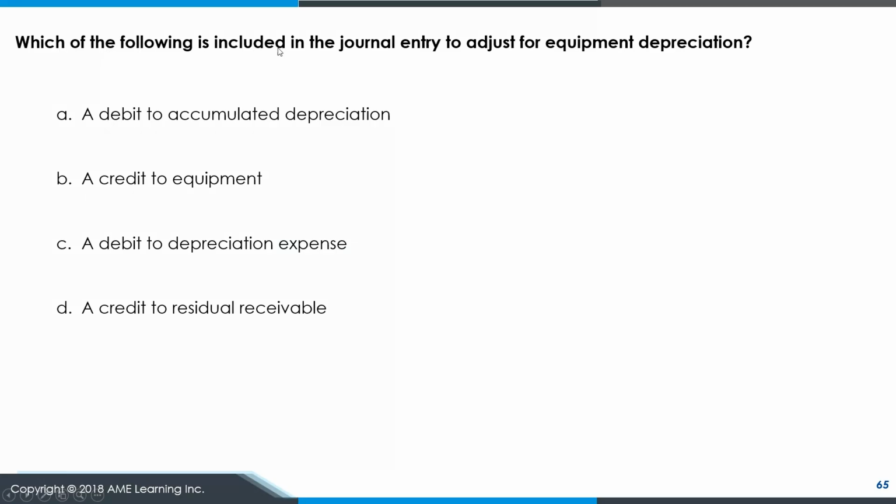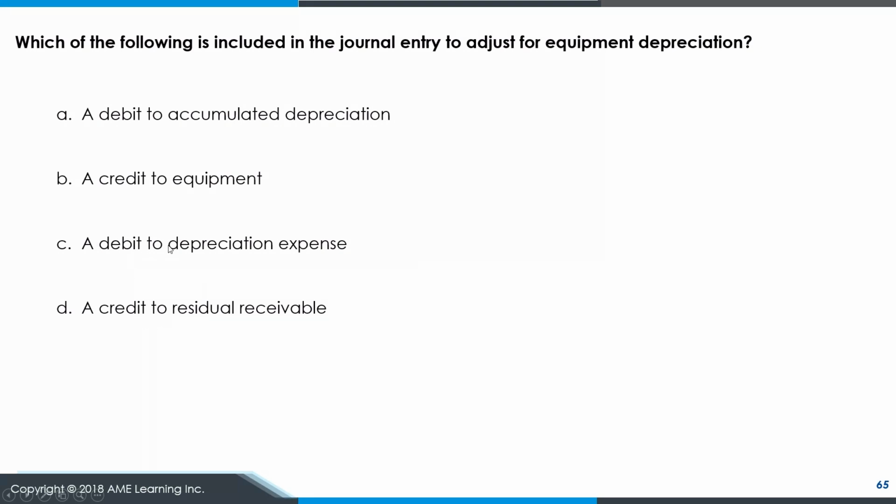And so which of the following is included in the journal entry to adjust for equipment depreciation? So remember accumulated depreciation is a contra asset. So a debit is a decrease because it's the opposite of assets, right? Accumulated depreciation has a credit increase. And with our depreciation journal entries, we want to increase accumulated depreciation and increase expense.